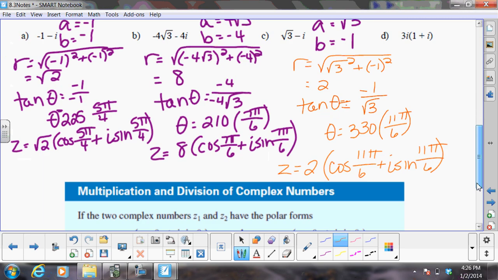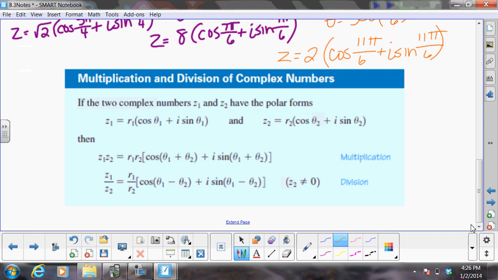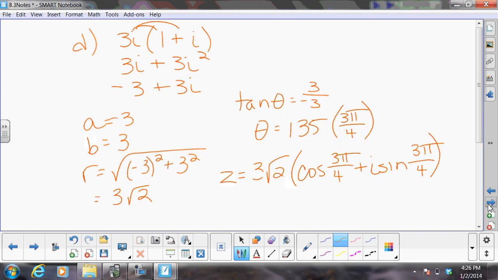So going back, down here we have multiplication and division. There's no way around it, honestly. It's just using the formula. To multiply two trig numbers, you multiply r's, add thetas. To divide two trig forms, divide r's, subtract thetas. There's no way to remember it. It's literally like getting the formula down, putting the pieces in. You do have to make sure that your numbers are in trig form first, though, in case they may not be.